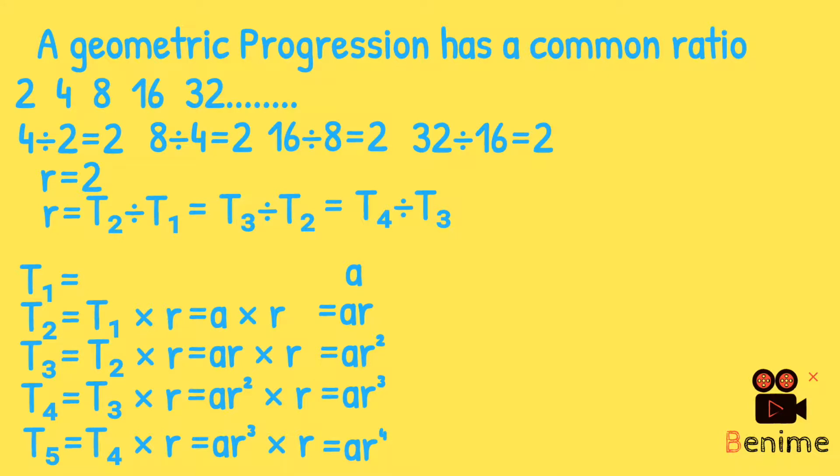Now I want you to notice a pattern here. T5 is AR raised to the power of 4. T4, we got AR raised to the power of 3. T3, we got AR raised to the power of 2. T2, we got AR, which you can also call AR raised to the power of 1. Now T1, we got A, which can also be written as AR raised to the power of 0.